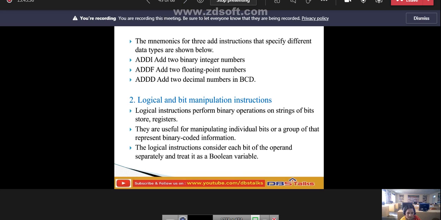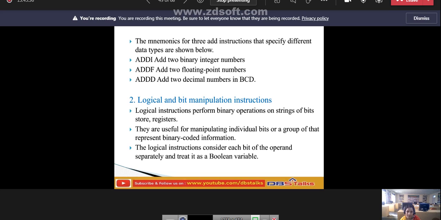ADDI adds 2 binary integer numbers. ADDF adds 2 floating point numbers. ADDD adds 2 decimal numbers in BCD, binary coded decimal. So these are the arithmetic instructions we are following in the table.